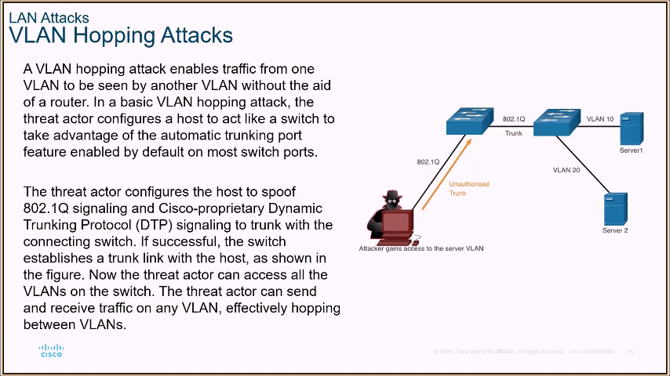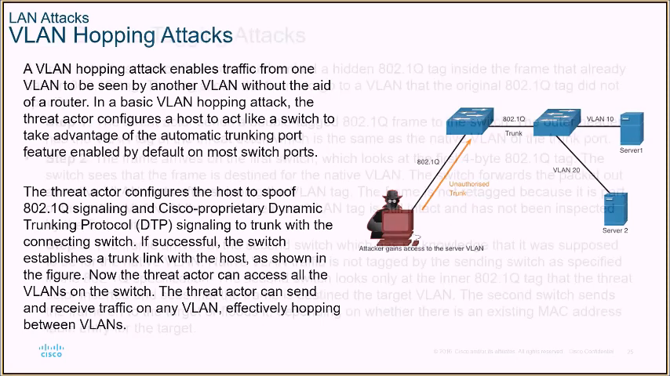And in a basic VLAN hopping attack, the threat actor configures a host to act like a switch to take advantage of the automatic trunking port feature enabled by default on most switch ports. The threat actor configures the host to spoof 802.1Q signaling and Cisco proprietary Dynamic Trunking Protocol signaling to trunk with the connecting switch. If successful, the switch establishes a trunk link with the host, as shown in the figure. Now the threat actor can access all the VLANs on the switch. The threat actor can send and receive traffic on any VLAN, effectively hopping between VLANs.